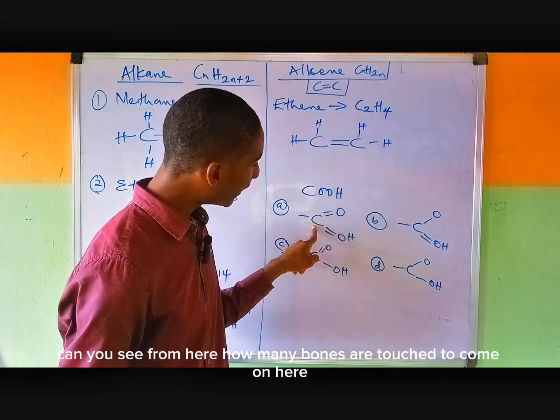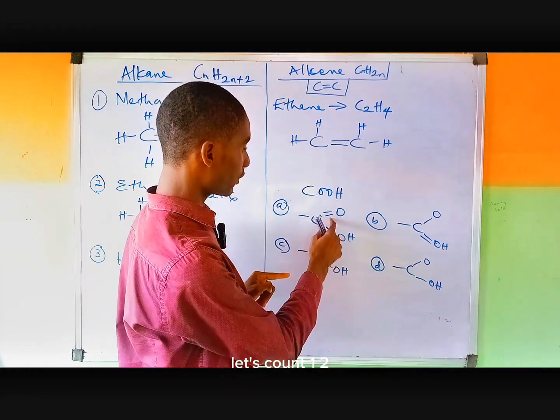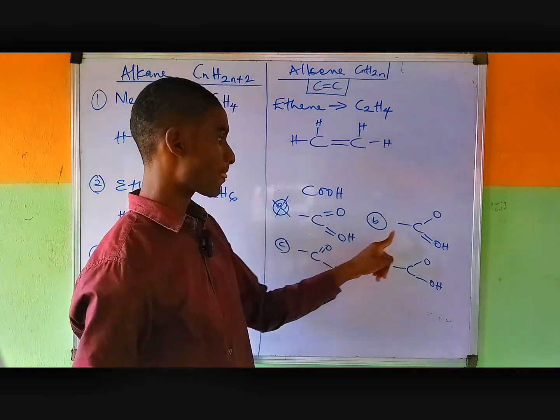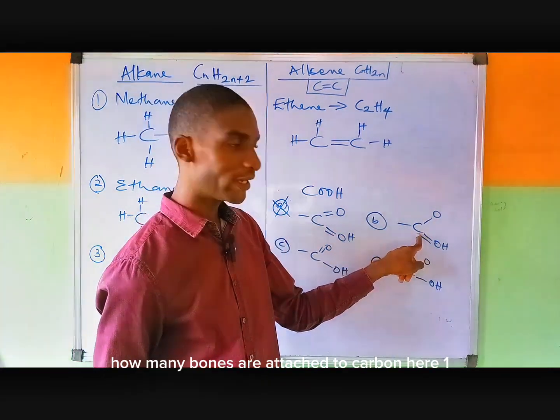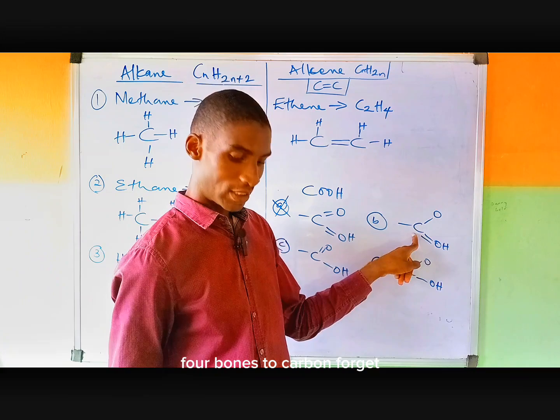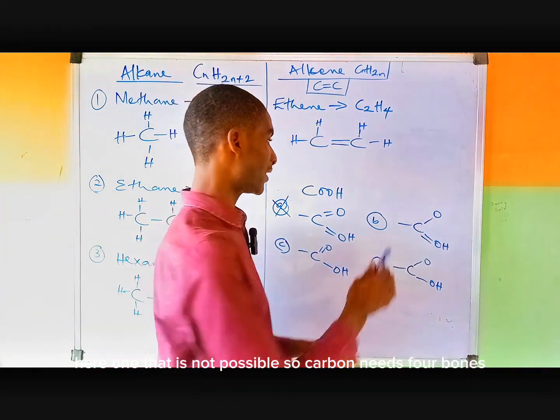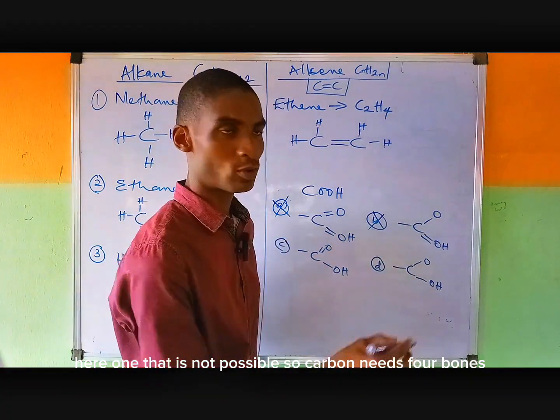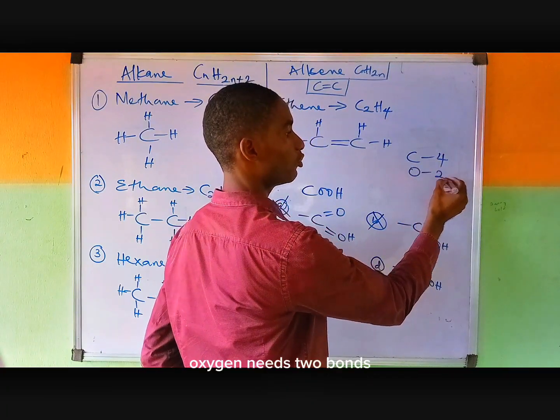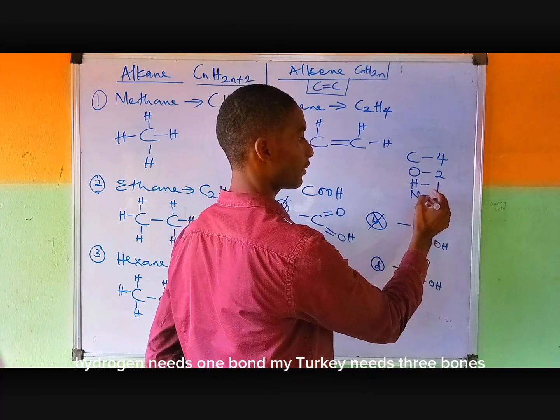Can you see from here how many bonds are attached to carbon here? Let's count. 1, 2, 3, 4, 5. So this cannot be correct. How many bonds are attached to carbon here? 1, 2, 3, 4. Yes, 4 bonds to carbon. But then, let's check how many bonds are attached to this oxygen here. 1. That is not possible. So carbon needs 4 bonds, oxygen needs 2 bonds, hydrogen needs 1 bond, nitrogen needs 3 bonds.